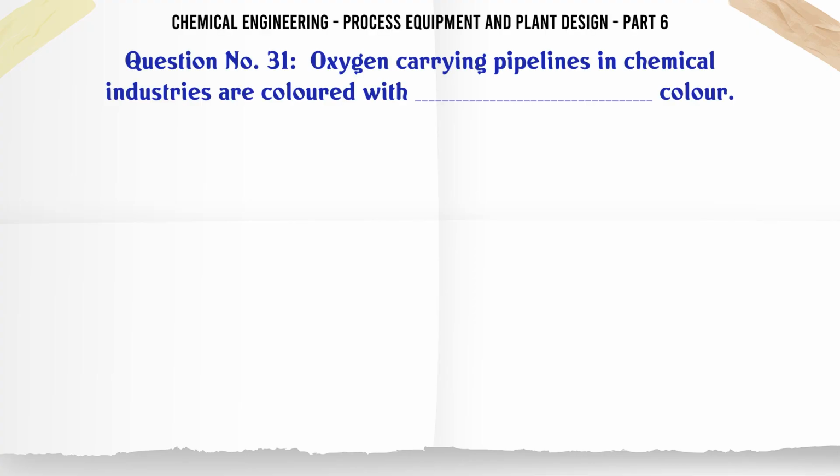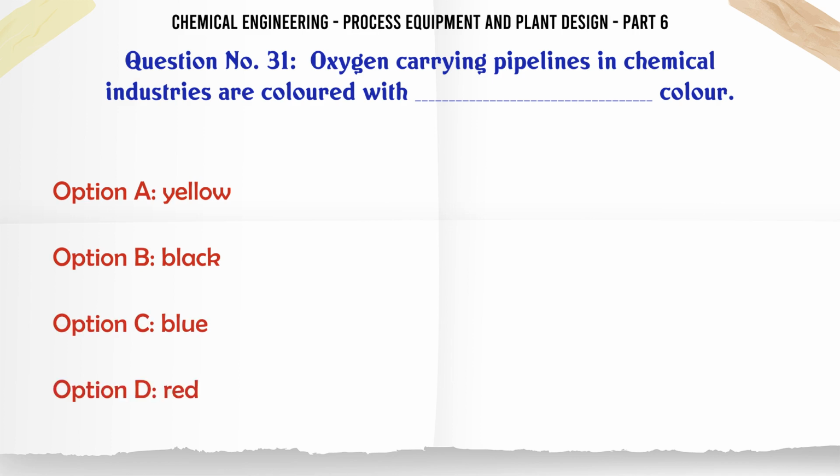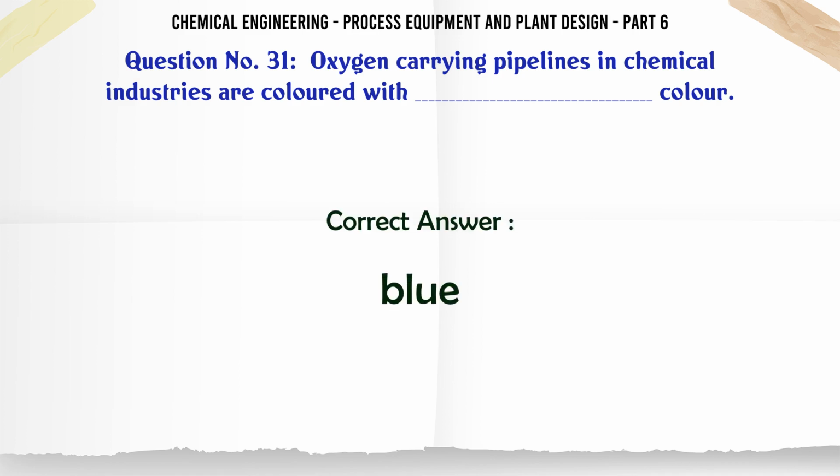Oxygen-carrying pipelines in chemical industries are colored with blank color. A. yellow, B. black, C. blue, D. red. The correct answer is blue.